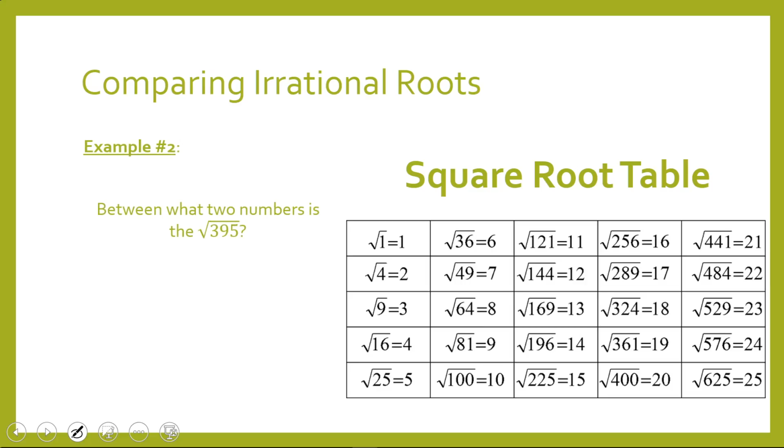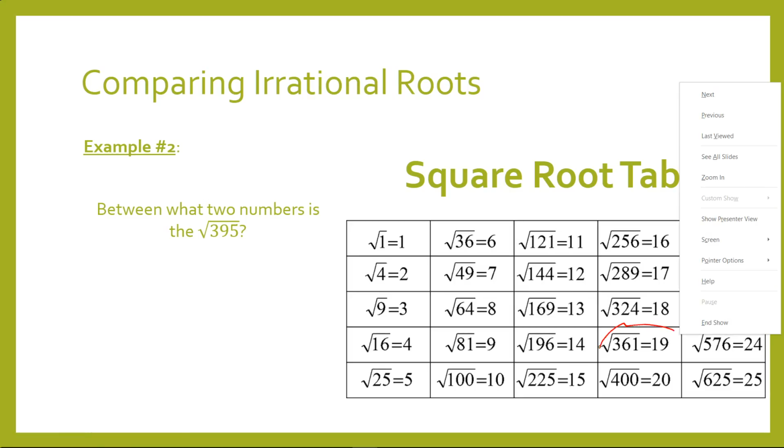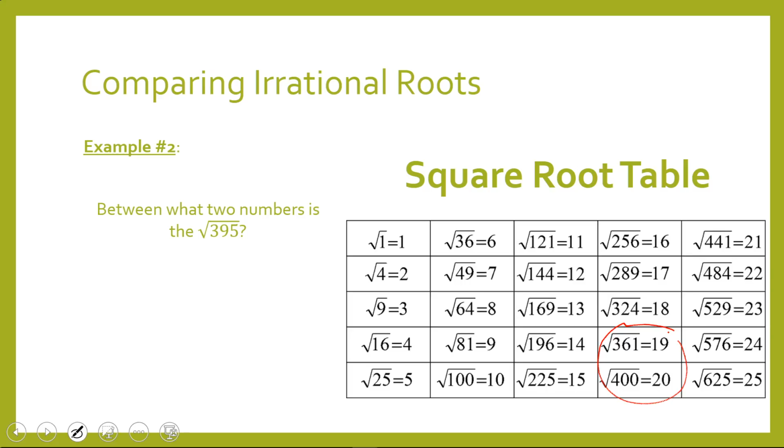Let's try one more. This one says between what two numbers is the square root of 395, so that's much bigger. Now let's look at the larger square roots over here and find out where 395 would fall between. It would fall between these numbers right here. You can see that the square root of 395 would be between 361 and 400. So the two numbers that it would fall between are 19 and 20.